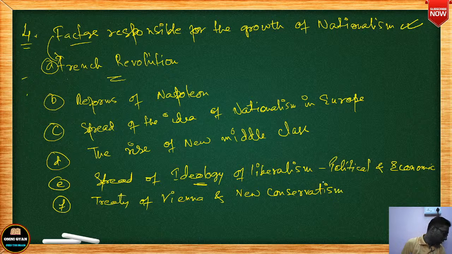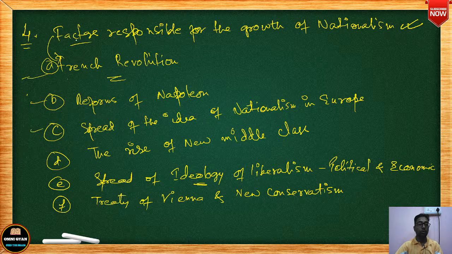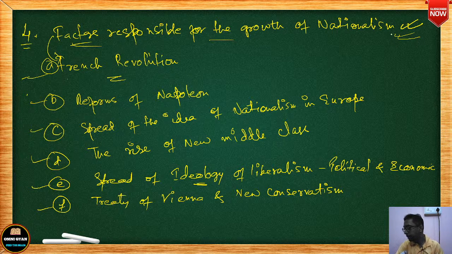All right, conservatism. Getting it? So these are the 6 points which are the factors responsible for the growth of nationalism. These are the 6 points that are important for the rise of nationalism. Please study this question very nicely. I feel this might be important. All right, everyone, please pay attention to the screen because tomorrow is your exam.